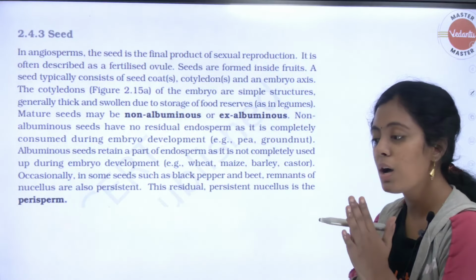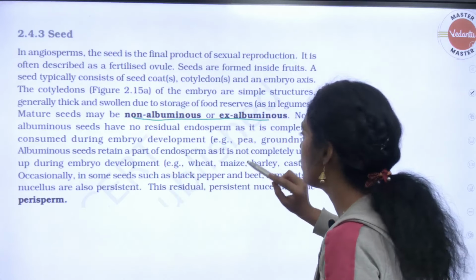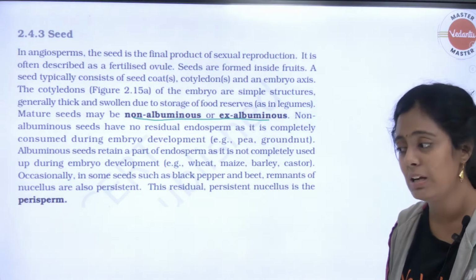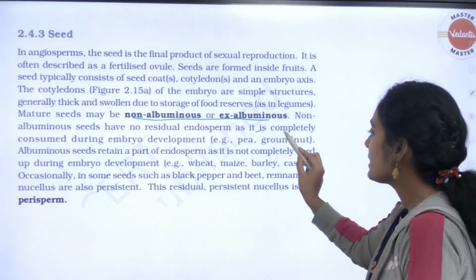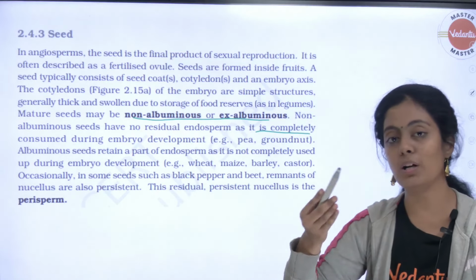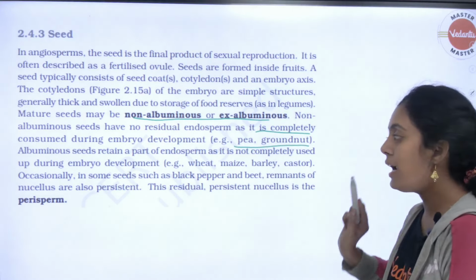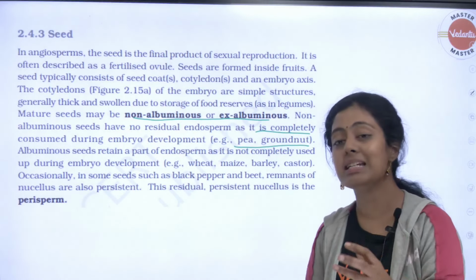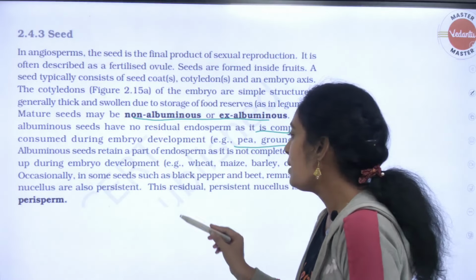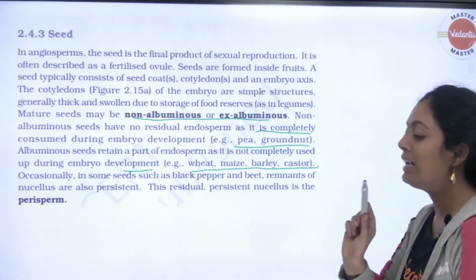Now, let's talk about seeds. I already told you, non-albuminous, also called ex-albuminous. Non-albuminous seeds do not have any residual endosperm, as it is completely consumed during the development of the seed. Example, pea, groundnut. Albuminous seeds retain a part of the endosperm as it is not completely used up during embryo development. Example, wheat, maize, barley and castor.